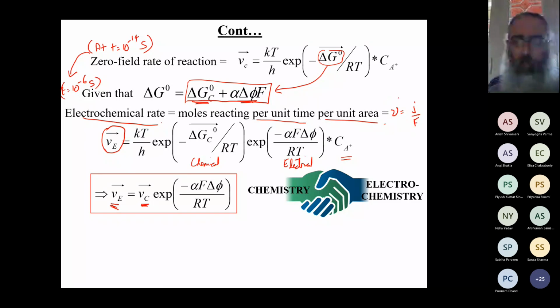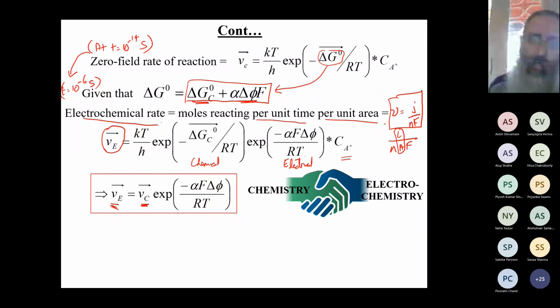Yes, we already saw this. The rate of the reaction is nothing but I by nAF. And so I by A is nothing but current density J. So J by nF, if n is equal to 1, then you can put it as J by F. So the rate of the reaction is now J by F, and this is the electrochemical rate of the reaction, because we are talking about number of farads and number of electrons, farads, the current density and all those things.